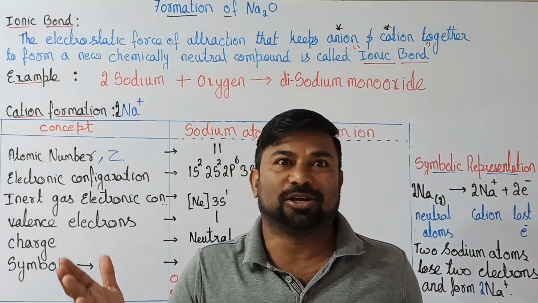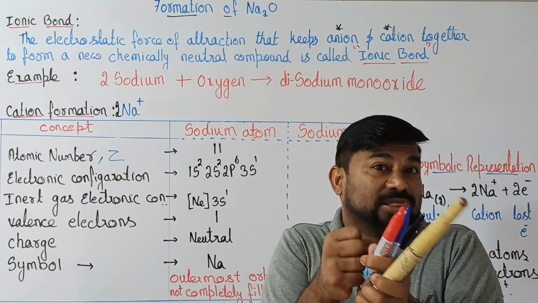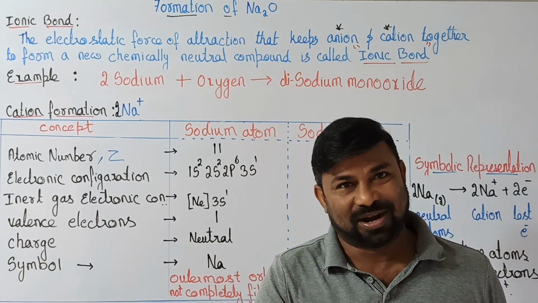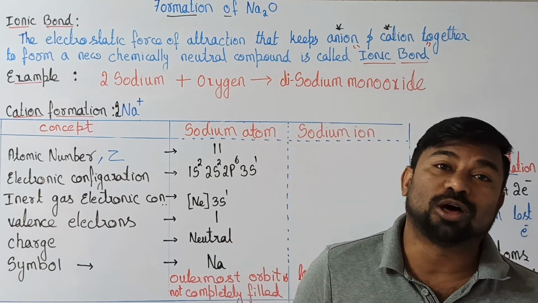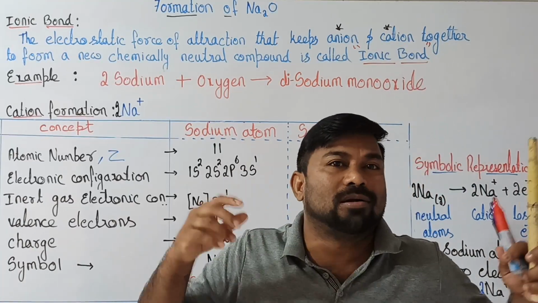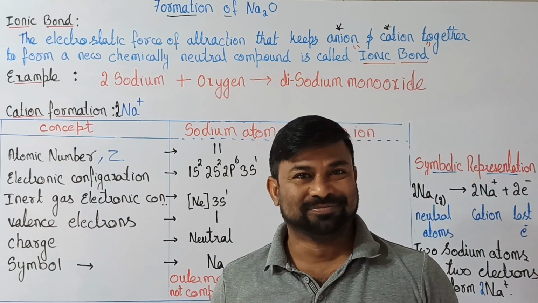The cation is positively charged and the anion is negatively charged, but when they combine, they become neutral. Such a type of bonding is known as an ionic bond. Of course, we can also call it an electrovalent bond, because valence electrons are involved in this bonding.